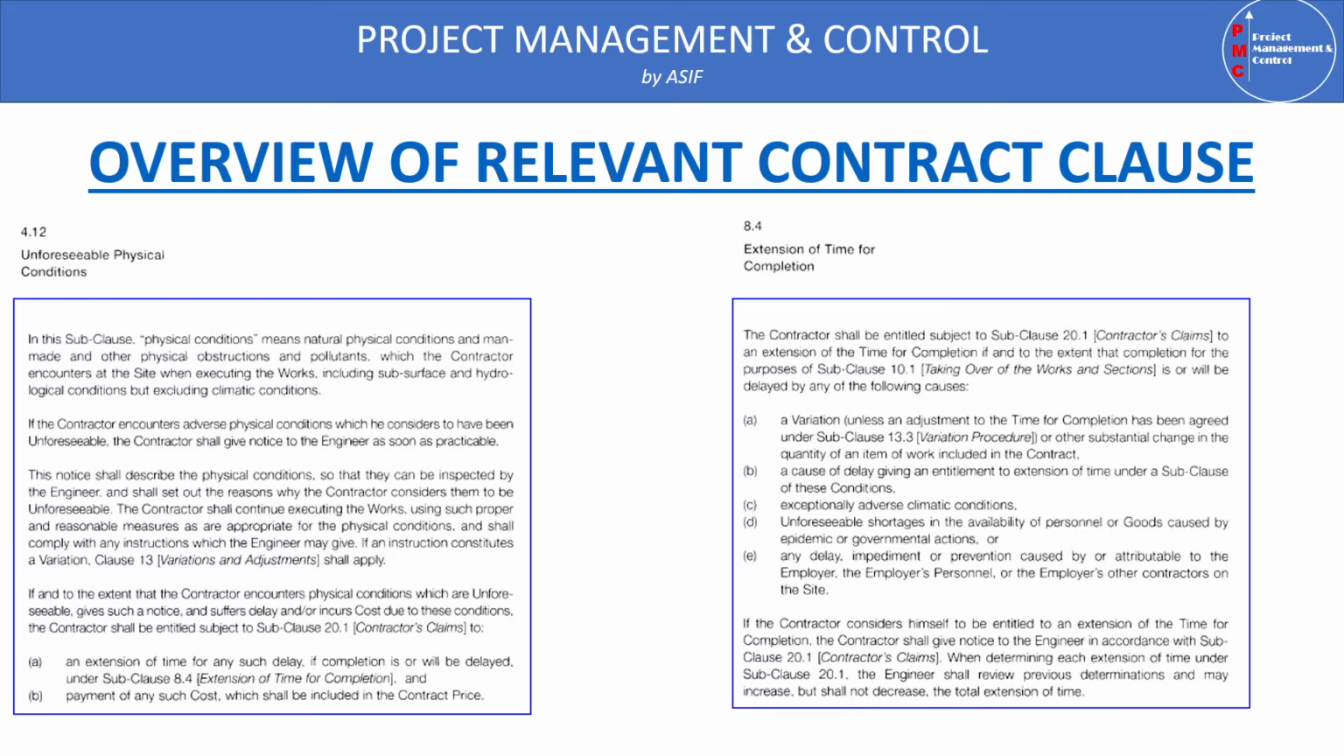So we can write like this. And you can see that 8.4 states that if the contractor considers himself to be entitled to an extension of time for completion, the contractor shall give notice to the engineer in accordance with subclause 20.1. When determining such extension of time under subclause 20.1, the engineer shall review previous determinations and may increase but shall not decrease the total extension of time.